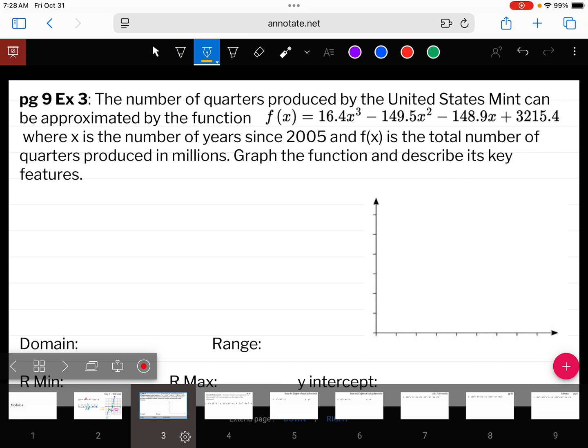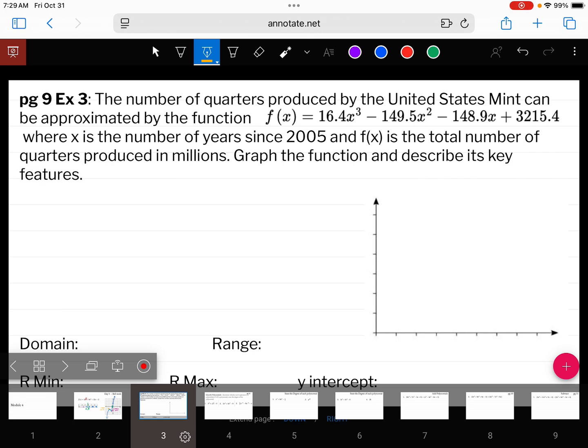And so X is the number of years since 2005. So our X isn't going to be 2006, 2007, 2008. Our X is the number of years since. So 1 year after 2005 would be 2006. 2 years after 2005 is 2007. So we're going to be counting our X's as 0 being 2005, 1, 2, 3, 4, 5, and so on. And then our answer here is the number of quarters produced in millions. So we will get answers that do kind of make sense for those numbers.